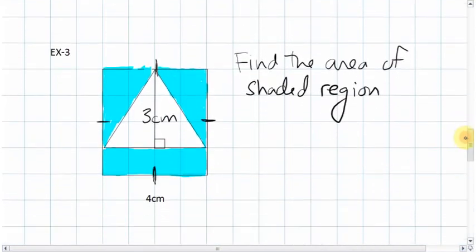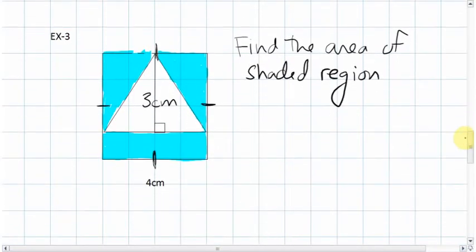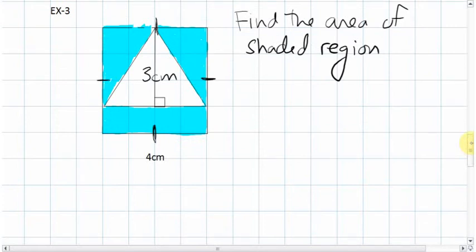Moving along. I really like these questions about trying to find the area of the shaded region. We've got a square here, and it's like someone cut out a triangle. So I want to find the area of the square left behind, or the shaded part. So how would you do this? Well, first, you'd probably have to find the area of the square.